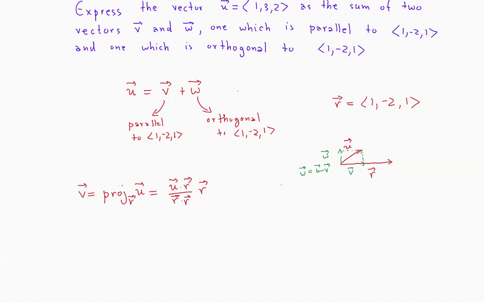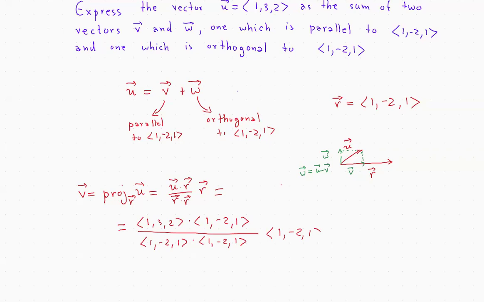So this is going to be 1, 3, 2 dot 1, negative 2, 1 over 1, negative 2, 1 dot 1, negative 2, 1. Sorry, it's the dot product with itself. And you need to scale the vector 1, negative 2, 1 by the quotient of these two numbers. Okay, let's do the computation.